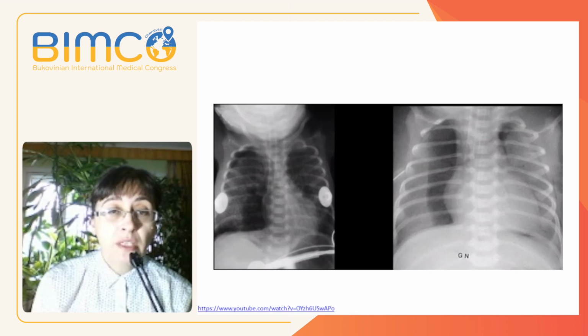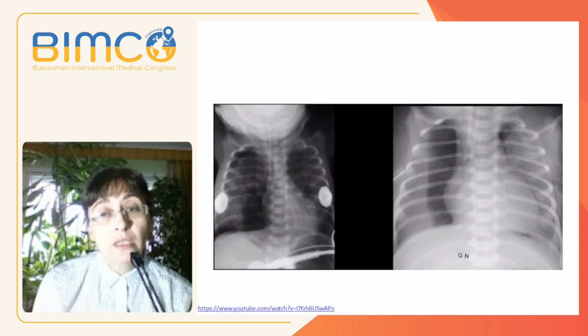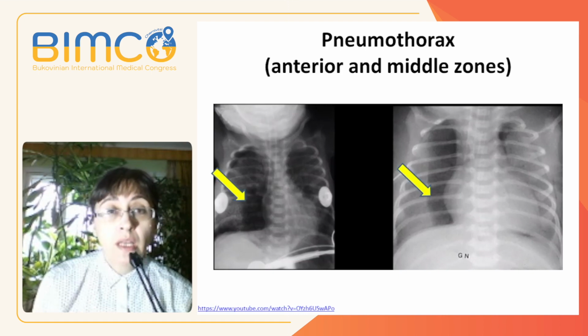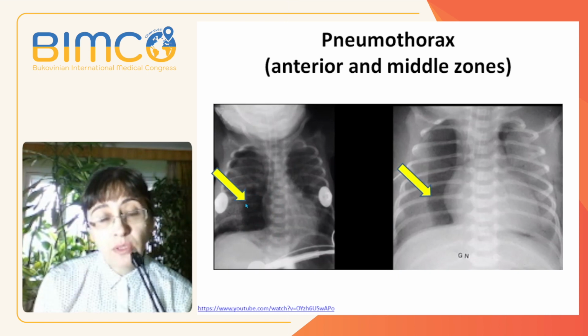Truly speaking, in children the pneumothorax location differs a lot as compared to adulthood. Where may you see pneumothorax in both of these chest X-ray pictures? Pneumothorax is located more anteriorly and in the middle zones as compared to adulthood, and in older children it may be located more laterally.